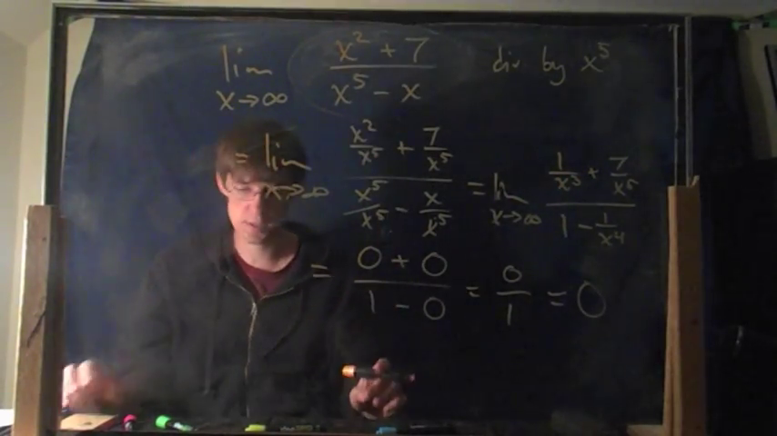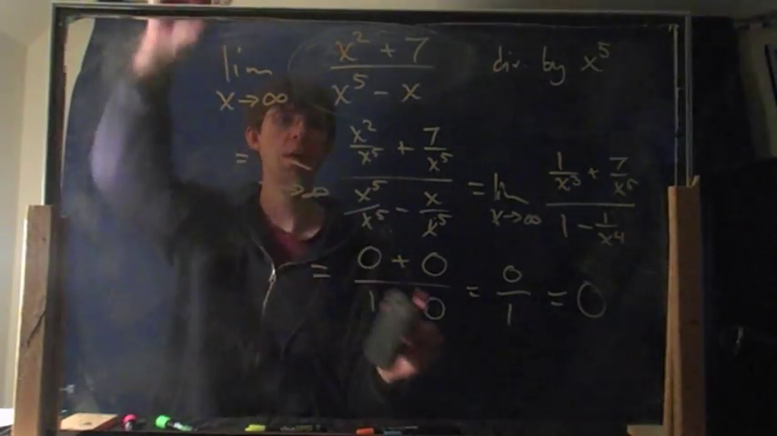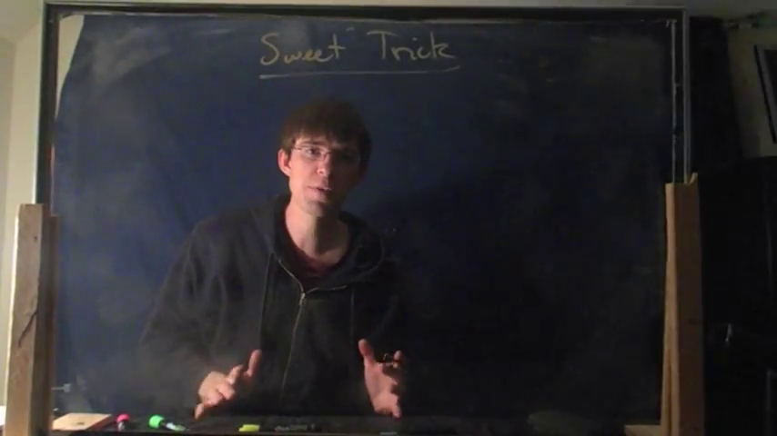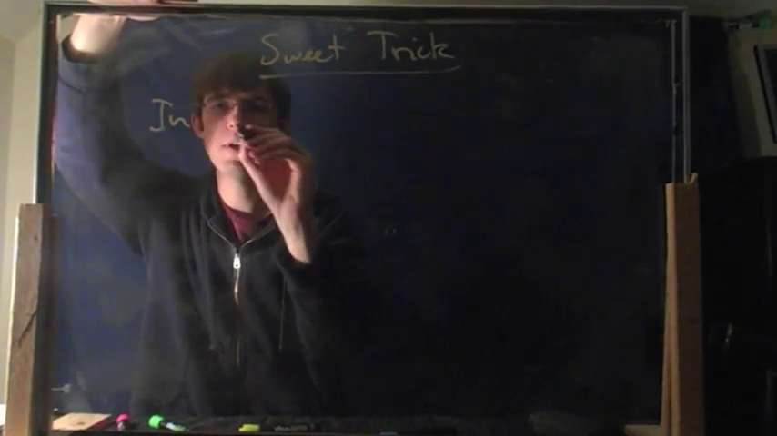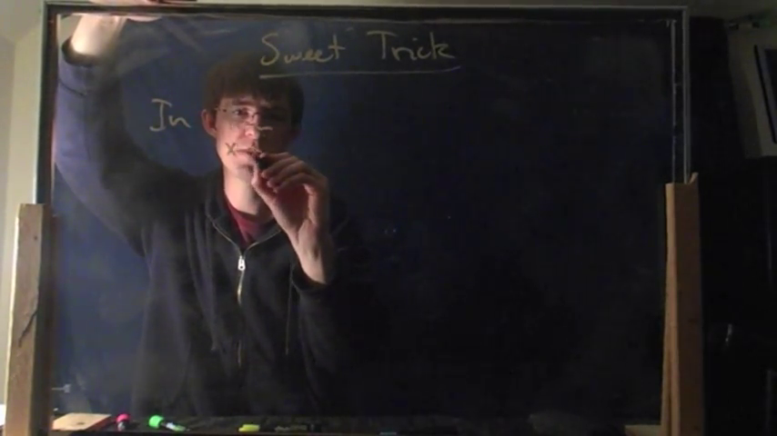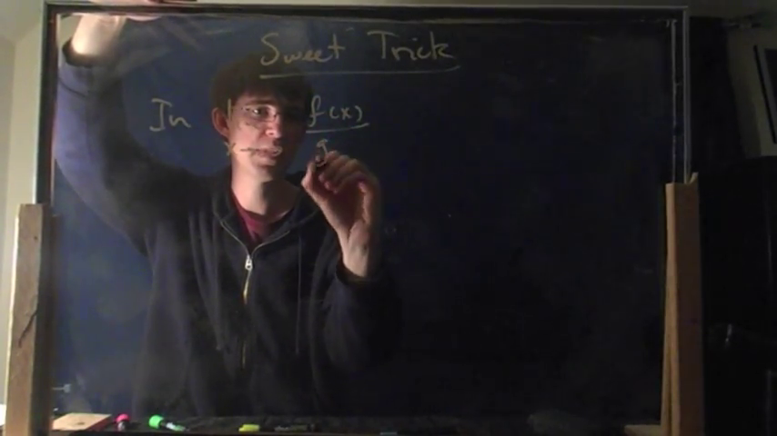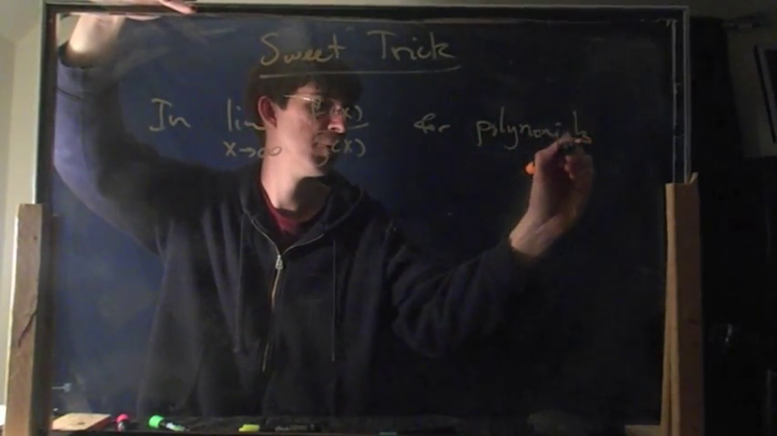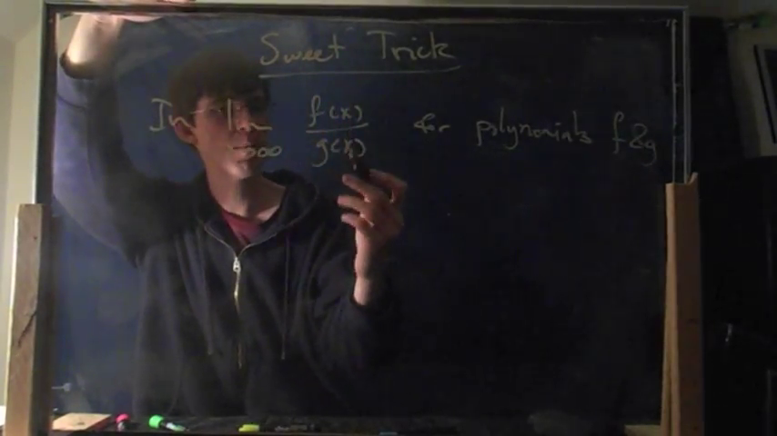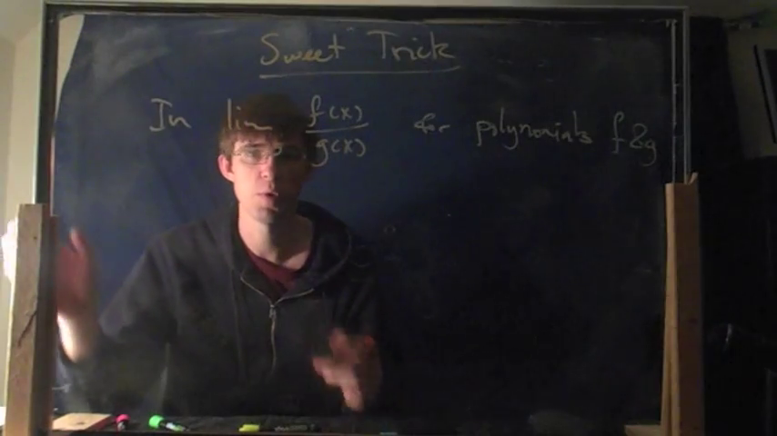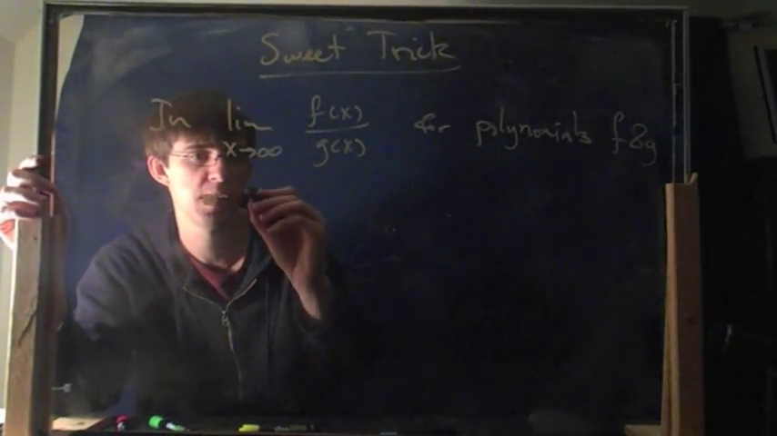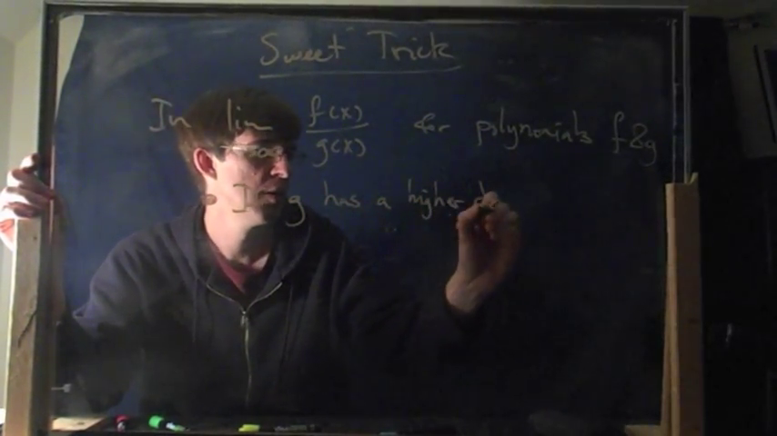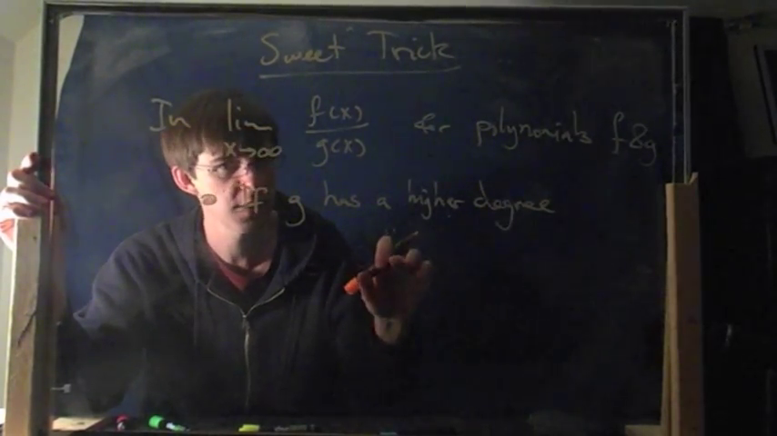If you think about it, there's a nice little rule for this, which is very simple to understand, but takes a while to write down. I'll write it down. All right, here's the sweet trick for doing these limits as x goes to infinity. In a fraction like this, limit as x goes to infinity, f of x over g of x for polynomials f and g, right? The thing on the top and the bottom have to be polynomials in order for this trick to work. But here's the trick. We just saw the first part of this trick: if g has a higher degree. Remember, the degree of a polynomial is just the highest exponent that happens, right?